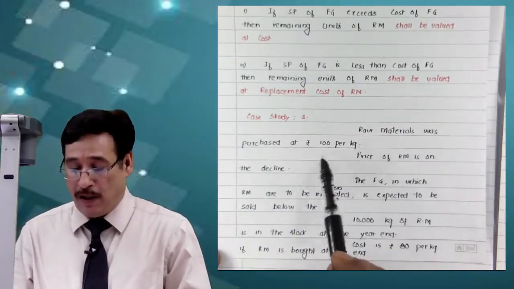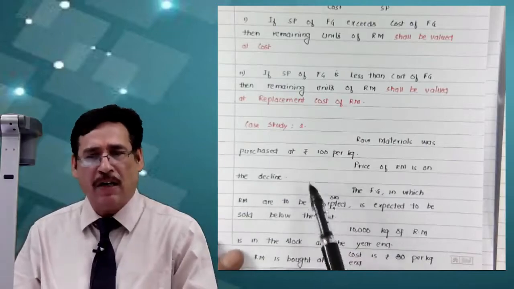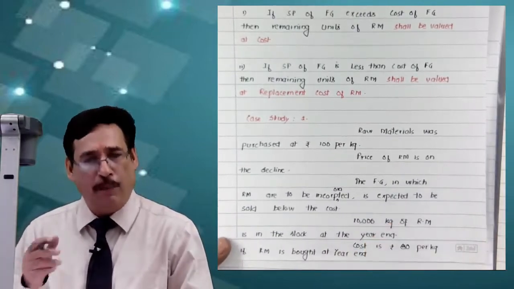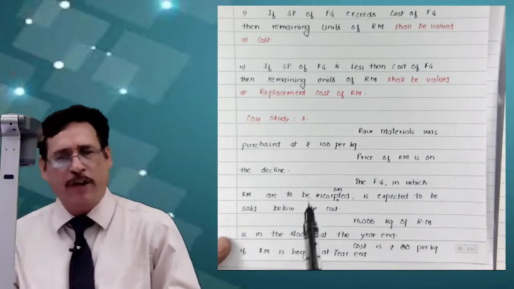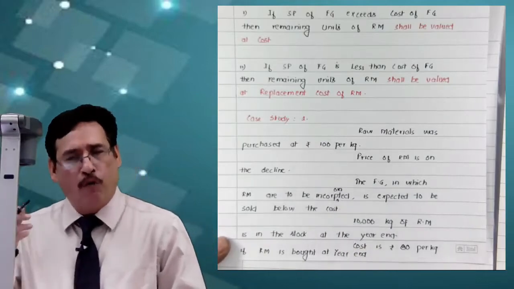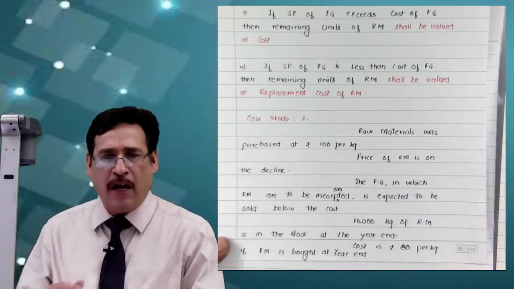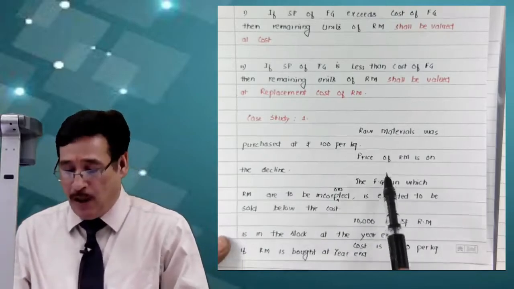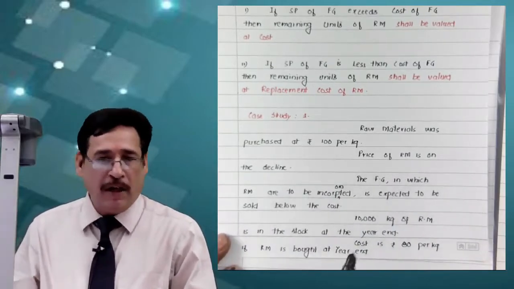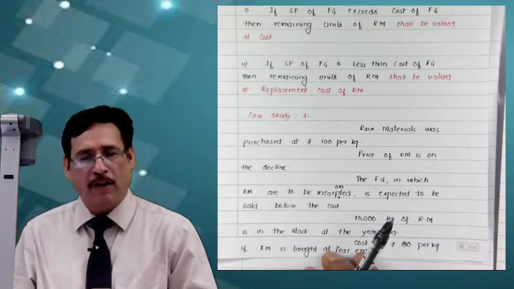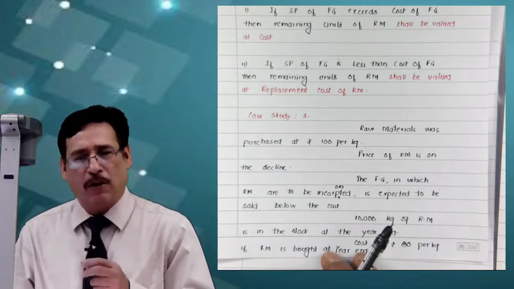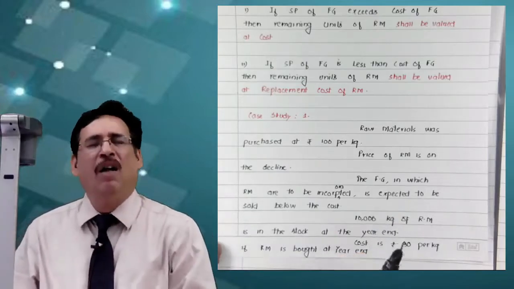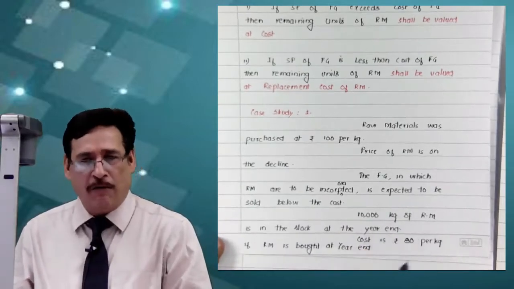See here, raw material is purchased, let us say, at the rate of 100 per kg. We bought some quantity of raw material. The quantity right now is not given to you, but whatever quantity you bought, it is at 100 per kg. Prices of raw material are on the decline. You bought it for 100 per kg, but it is given that the price of the raw material is declining in the market. Whatever might be the reason, we are least concerned with that.